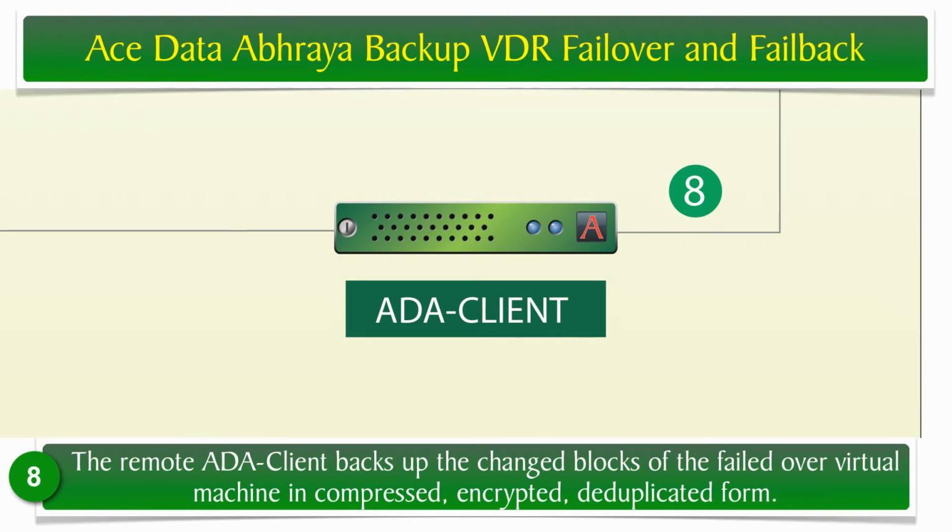Eighth, during this period, the remote ACE Data Abhraya client backs up the change blocks of the failed over virtual machine in compressed, encrypted and deduplicated form, which ensures that whatever data changes are happening on the failover machine on the public cloud, they are also backed up and a track is maintained for them.